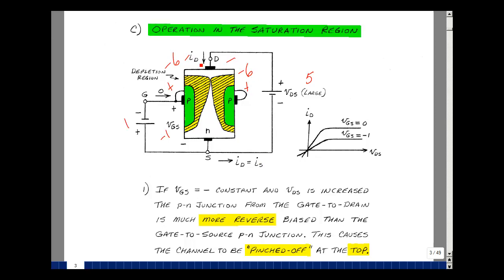The gate to drain is less than pinch off, and that means that these depletion regions are going to touch each other, pinching off the top of the channel. The gate source here, and also that same voltage over here, is greater than pinch off, and so these two depletion regions don't touch each other. Trapped in here are a lot of electrons, and this minus terminal wants to give them a shove. But there's a region here with no free charge.